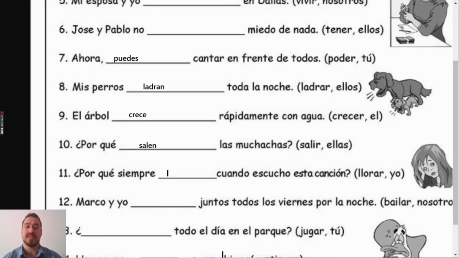11. ¿Por qué siempre lloro? Why do I always cry when I listen to this song? ¿Por qué siempre lloro cuando escucho esta canción?